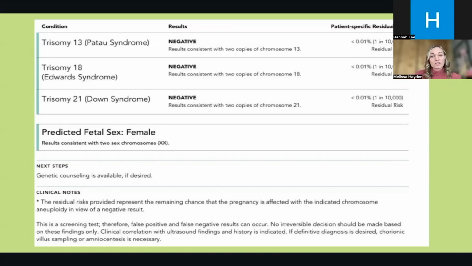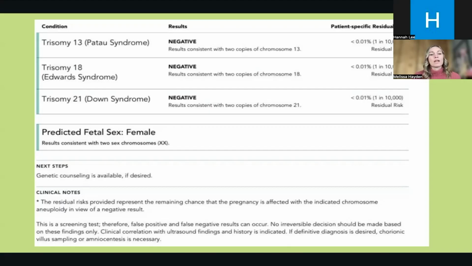Some labs also test for sex chromosome anomalies, and most will provide a fetal sex prediction. In this case, the screen returned negative results for all 3 conditions and predicted the fetal sex to be female. Based on this information, we can conclude that there is no increased risk for these trisomies and that the pregnancy has about a 99% probability of being female. You can actually see the predicted residual risk being 1 in 10,000 for all 3 conditions. If one of these results had returned positive, that risk would be increased to a specific threshold.